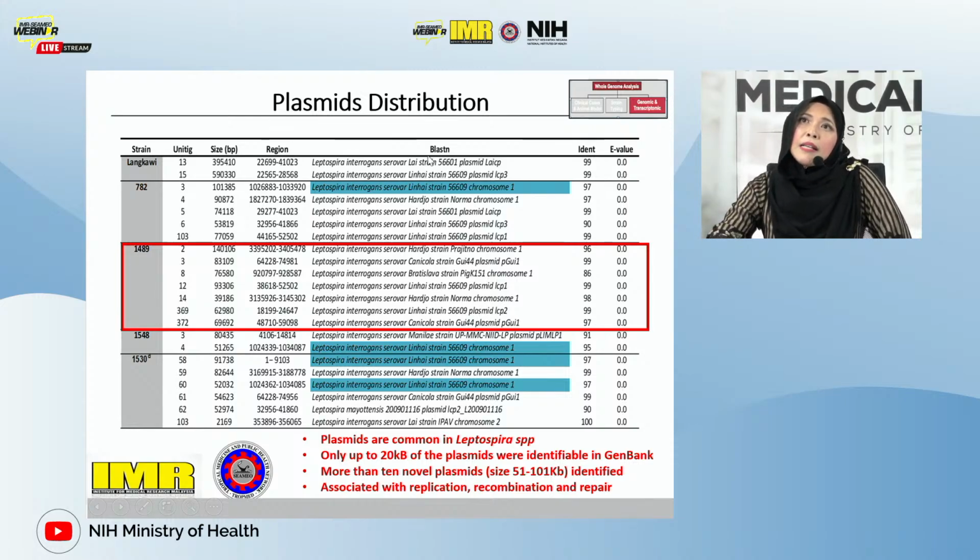Next, we studied plasmid distribution using PlasmidFinder, and plasmids are commonly found in Leptospira. Only up to 20 kb of plasmid were identified in GenBank, and more than 10 novel plasmids were identified in this study. They are associated with replication, recombination, and also repair.